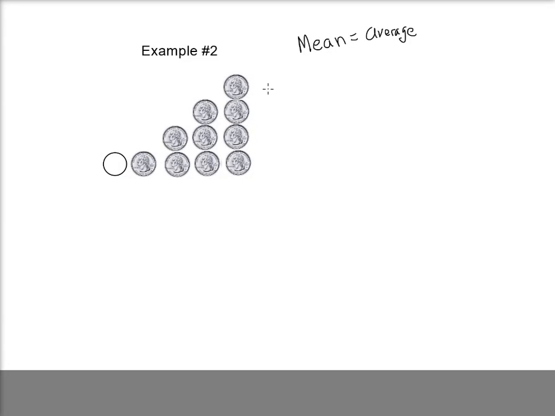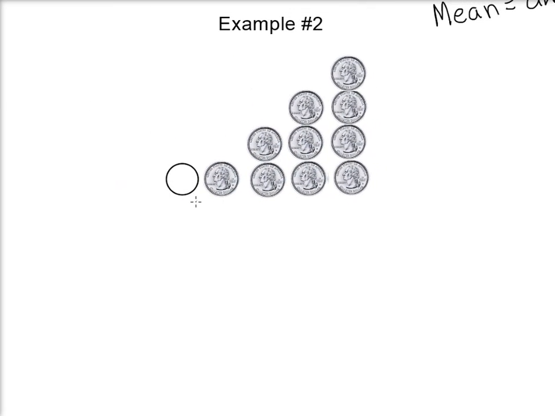Okay, so this video is going to be about the mean. The mean is, if you had different values and you wanted to get the exact same value on all of them, you would have to divide it. All right, so for example, the value of this stack of money is 0.